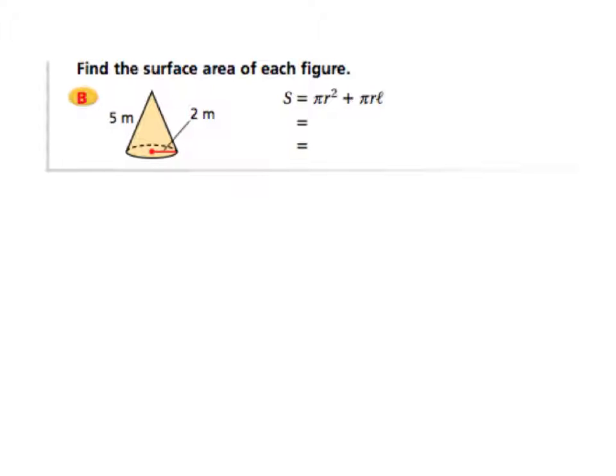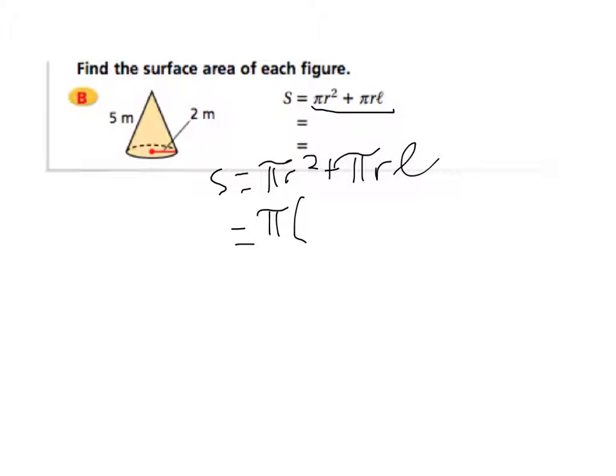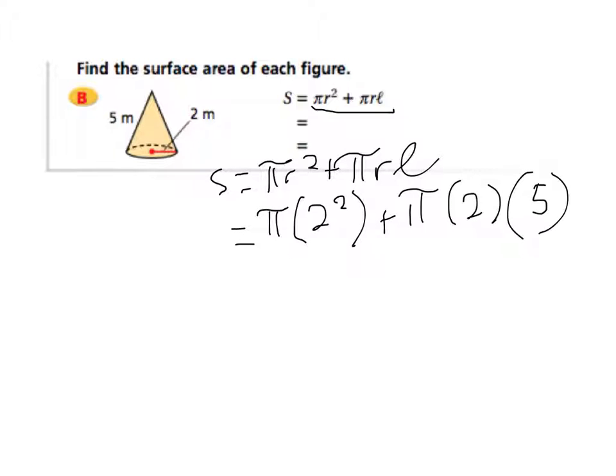The surface area of a cone is pi r squared plus pi r times the slant height. So pi times r squared, the radius is 2 squared, plus pi times the radius, which is 2, times the slant height, which is 5. Remember, the slant height is this diagonal right here. So let's go ahead and solve that.